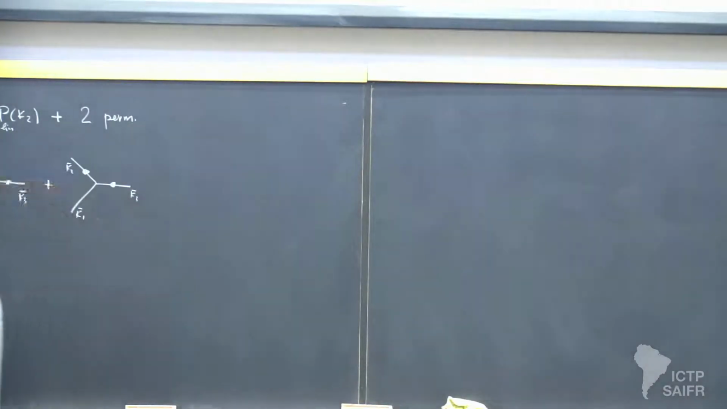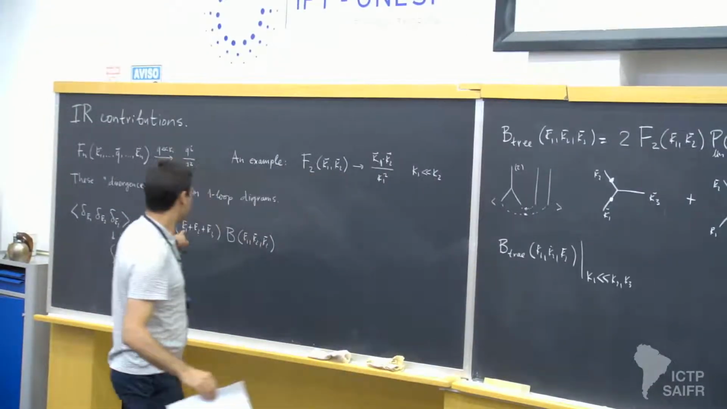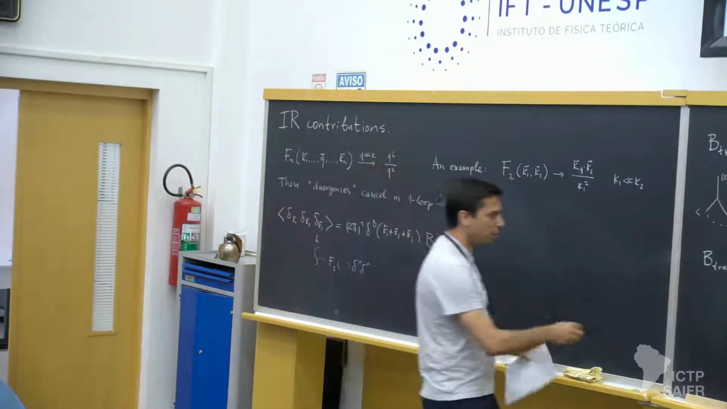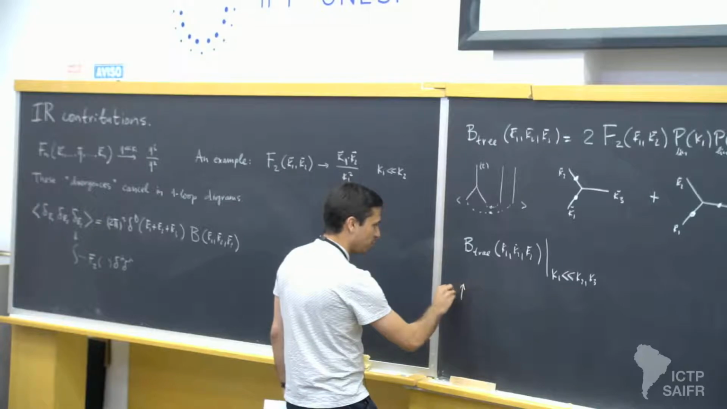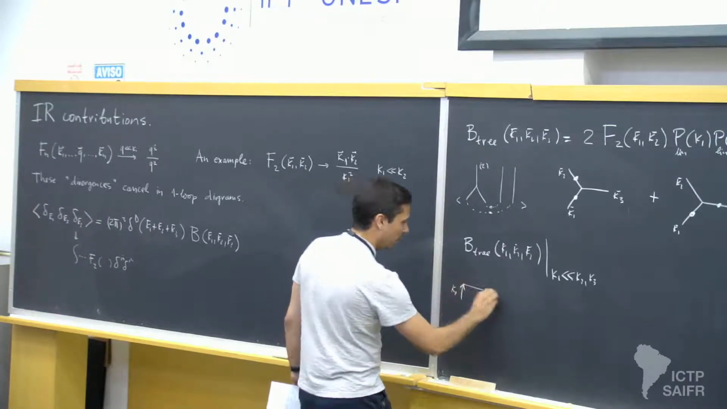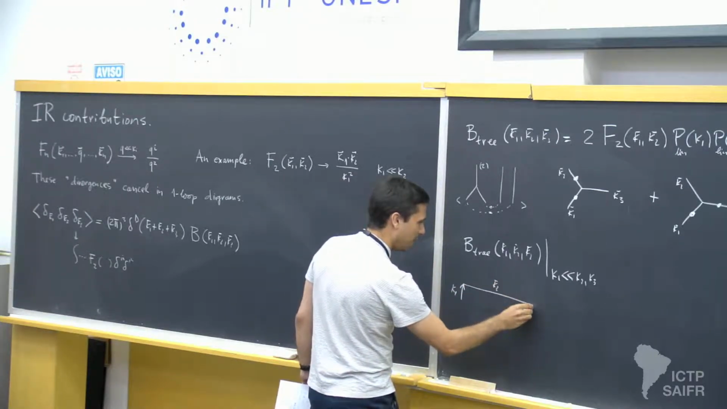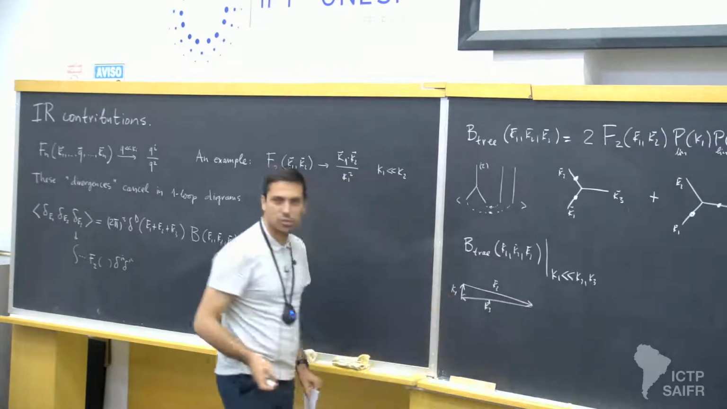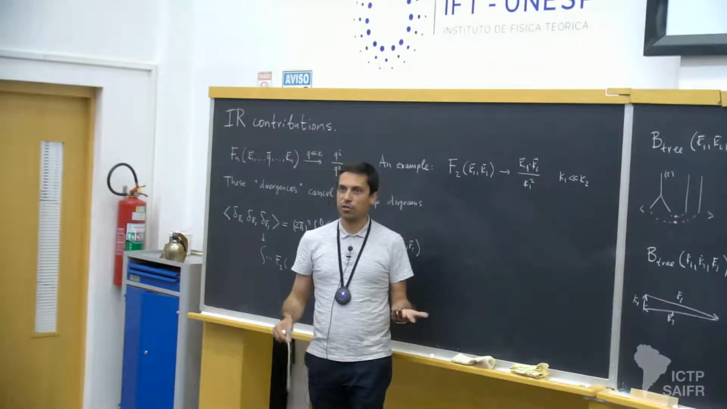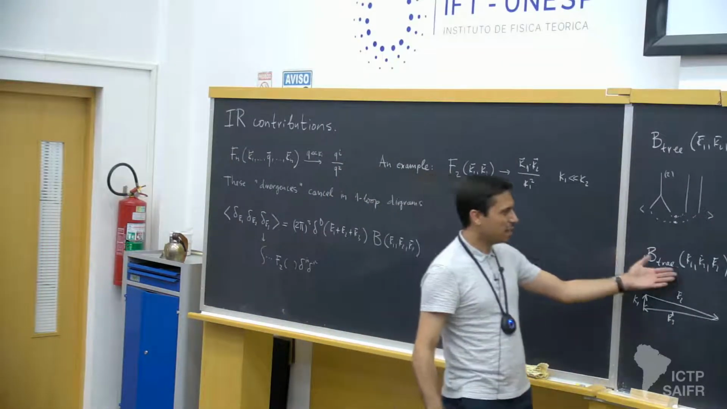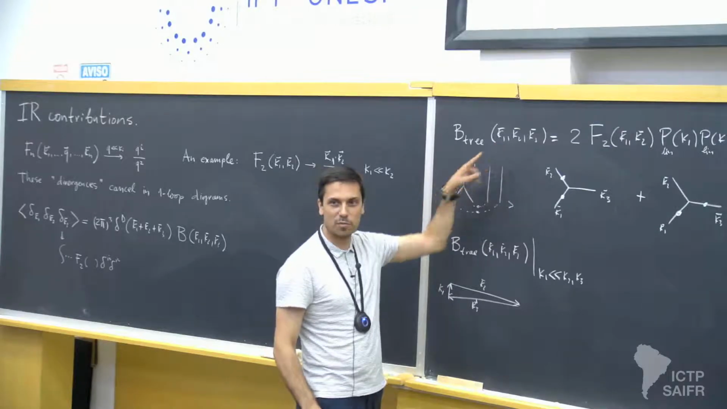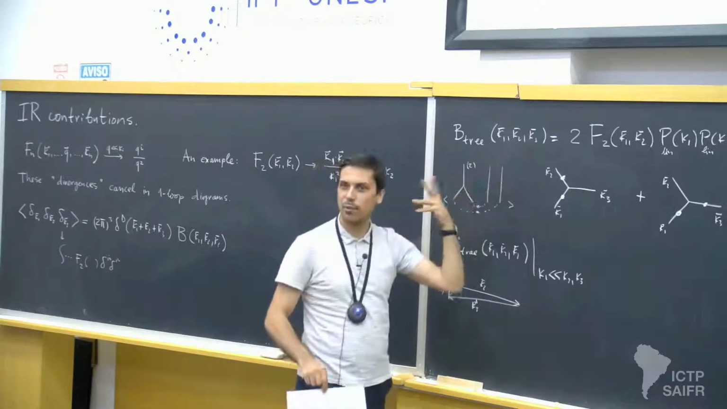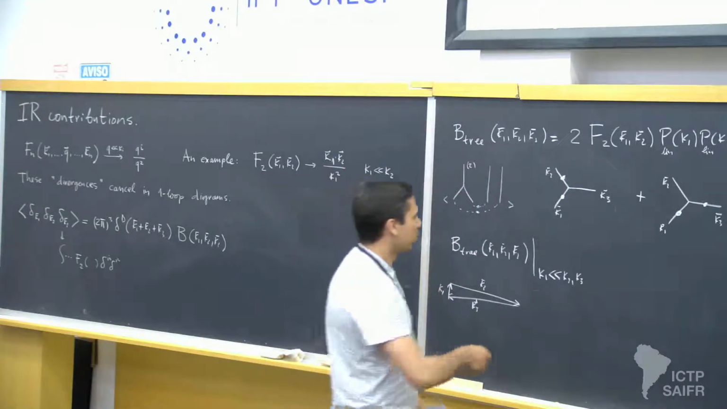Why? Because I know that by this momentum conservation, these momenta have to sum up to 0. And there is no problem in choosing one momentum to be very small, let's say K1, and then having K2 like that, and K3 like that. So this is a perfectly valid momentum configuration. I can look at this bispectrum when one of the Fourier modes has a very large wavelength or very small wave number, and the other two have high wave numbers. No problem. So what is going to happen here?